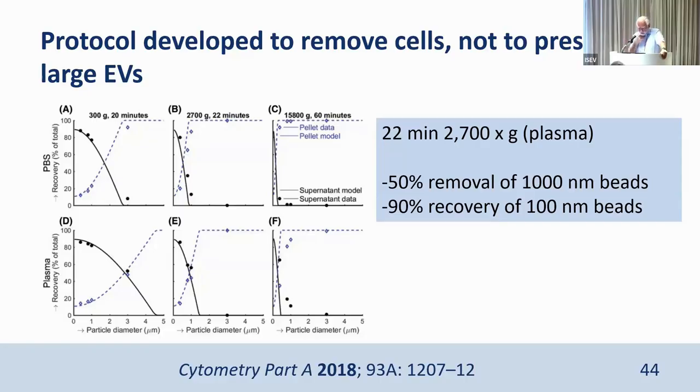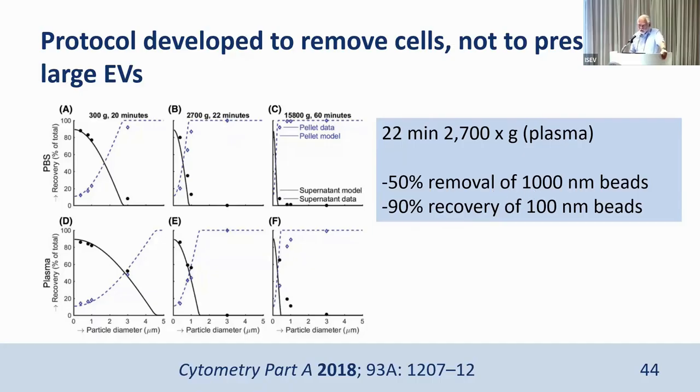Now you cannot read the curves, I think the data are too small to show, but just one of the examples. If you centrifuge for 22 minutes at 2700 g, which is about equal to what we do in the first step of the Lacroix protocol, we have about 90% recovery of the 100 nanometer polystyrene beads, which is very good because we would like to recover the vesicles, and we all assume that vesicles are small. At the same time, we remove 50% of the 1000 nanometer beads.